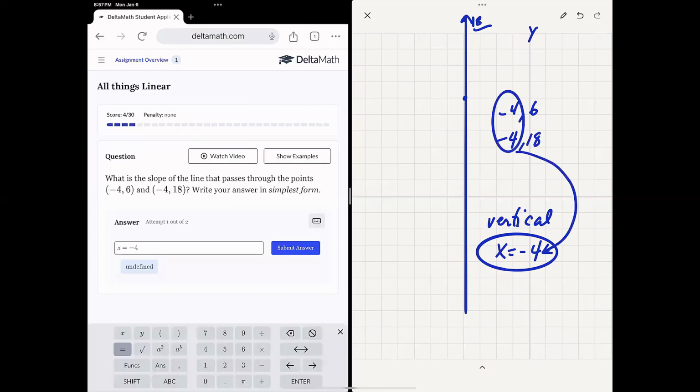So what are we doing? Oh, we want the slope. Oh, not the equation. Let me back up.